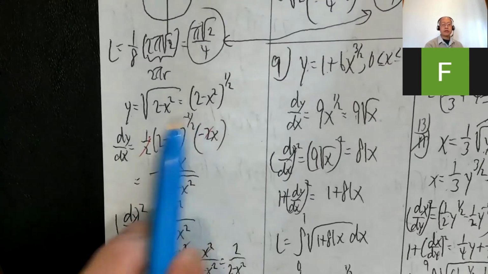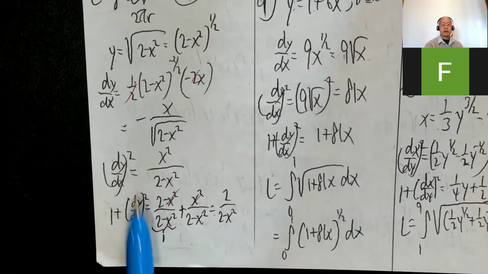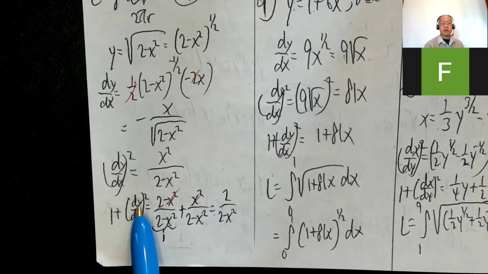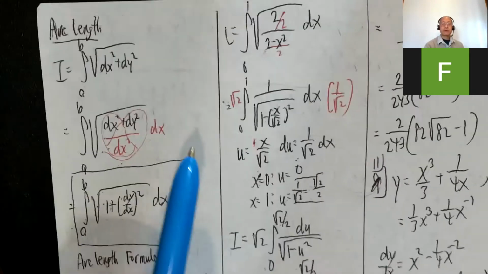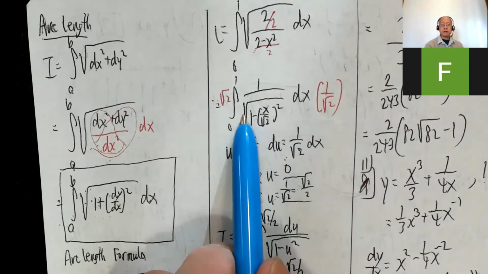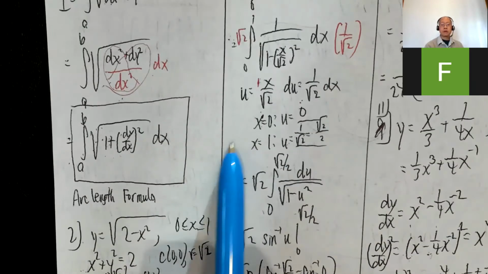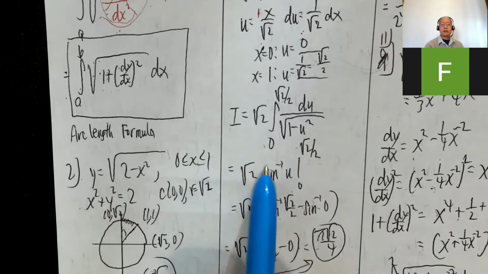So you'll be doing all of this stuff. Find dy dx. You square it. You add 1. The algebra is very similar. And this part is similar. This part is similar. We'll be doing a substitution, which should be very similar.